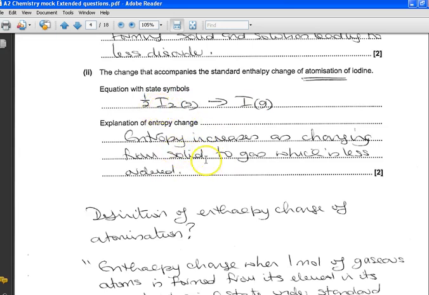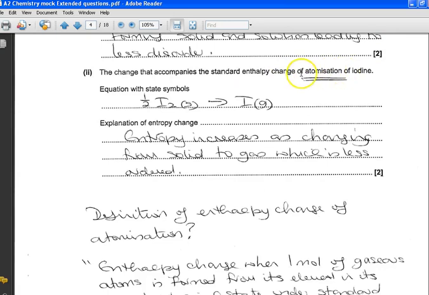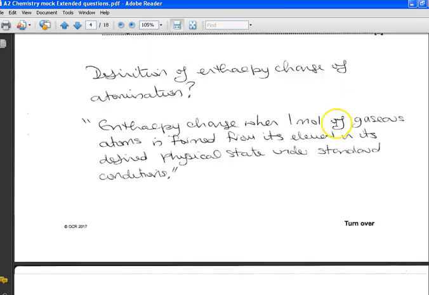But some of you did recognise that you're going from a solid to a gas, so entropy is increasing. Okay, but that is important about these definitions of enthalpy change.